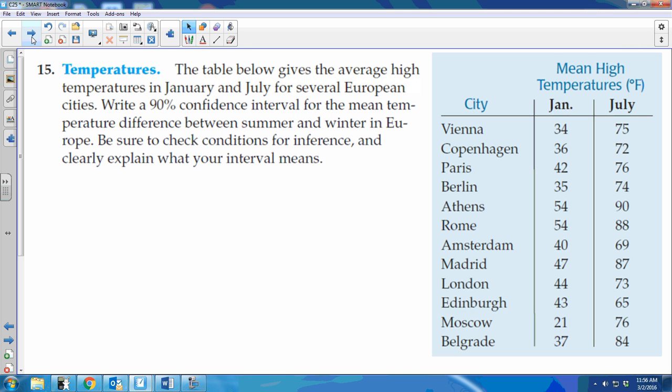Were the cities randomly selected? We will assume it's a good representation of European cities. That's what we're worried about. We're looking for the mean temperature difference between summer and winter in Europe, so we have a good representation of European cities. We have 1, 2, 3, 4, 5, 6, 7, 8, 9, 10, 11, 12. We have 12 cities. Is 12 less than 10% of all European cities? Yes.